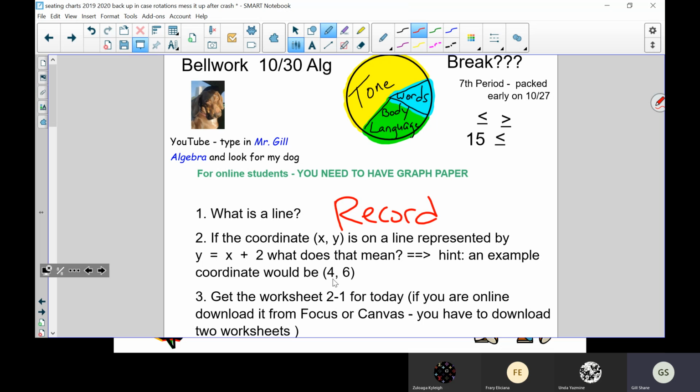If you don't know, give me an x and a y, and we'll just test it to see if it's on there. So say x equals this, y equals this.